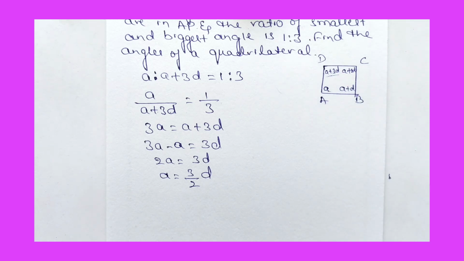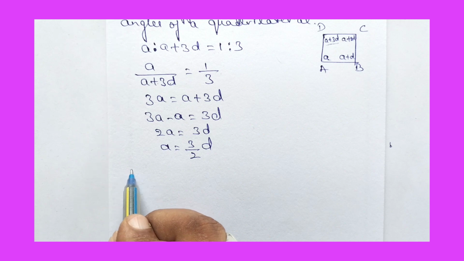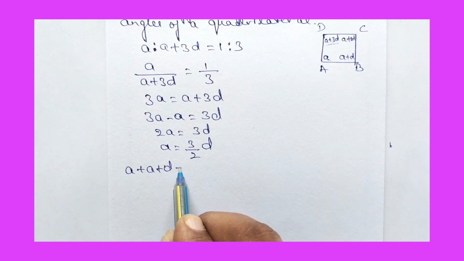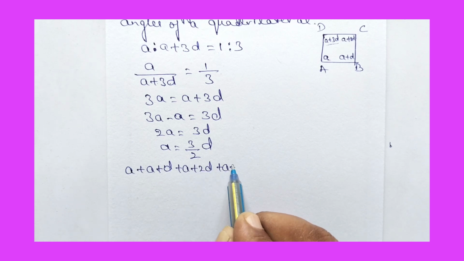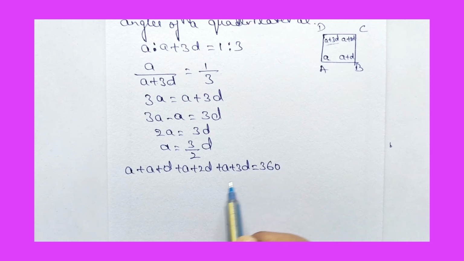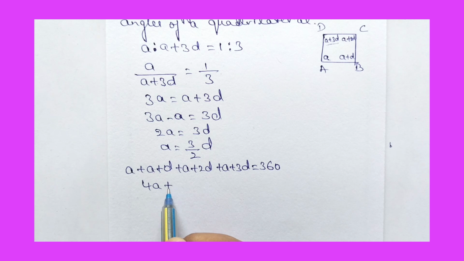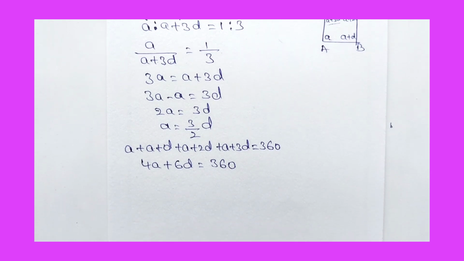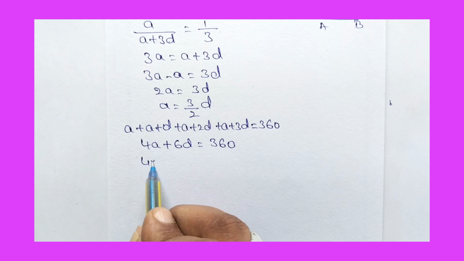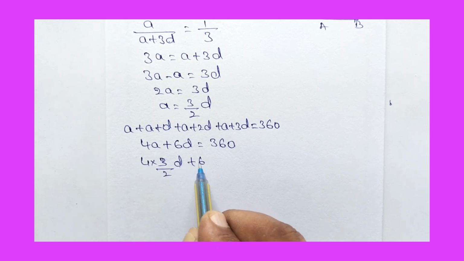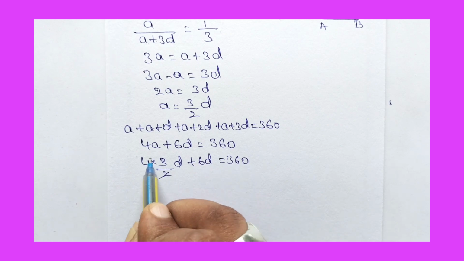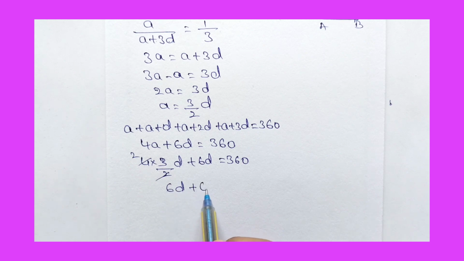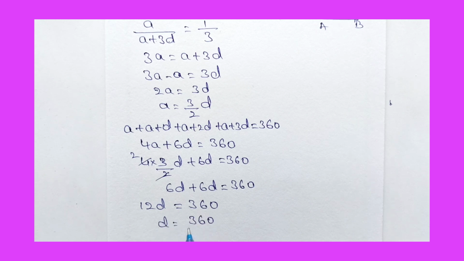The 4 angles of a quadrilateral add up to 360 degrees. Now let us add all the 4 angles: a plus (a plus d) plus (a plus 2d) plus (a plus 3d) is equal to 360 degrees. 4a plus d plus 2d plus 3d becomes 6d, is equal to 360. So now substitute a: 4 into 3 by 2 d plus 6d is equal to 360. 2 ones are 2, 2 twos are 4, so it will become 6d. 6d plus 6d is equal to 360 degrees. So 6d plus 6d becomes 12d is equal to 360. So d is equal to 360 divided by 12.